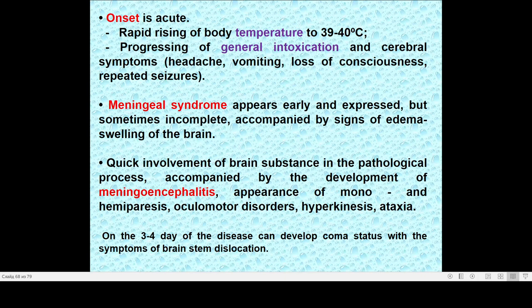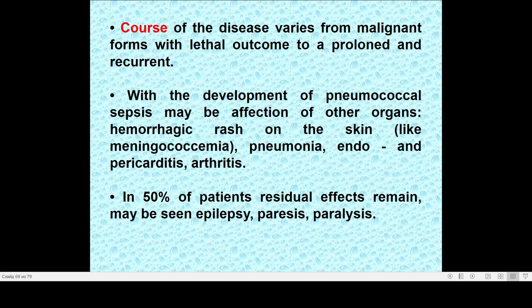What is specific about pneumococcal meningitis? Quick involvement of brain substance in the pathological process, accompanied by development of meningoencephalitis. Very fast appear mono and hemiparesis, oculomotor disorders, and ataxia. From the third, fourth day of disease can develop coma status with signs of brain stem dislocation. Pneumococcal meningitis, pneumococcal meningoencephalitis, is a malignant form of disease with very often lethal outcomes.